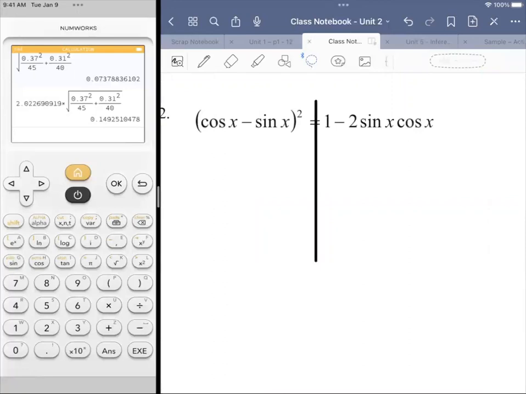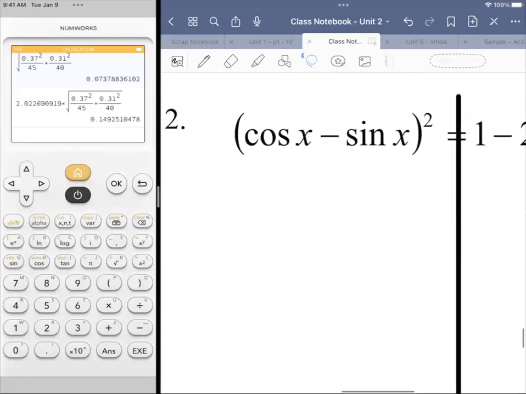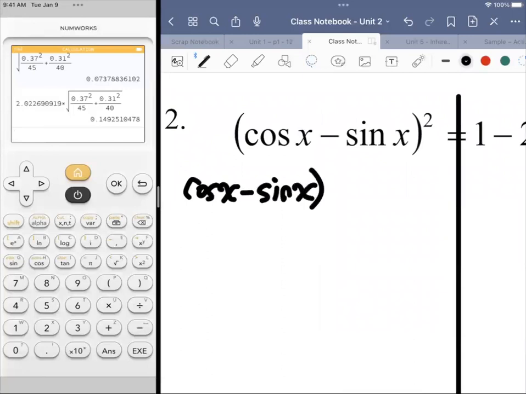And I decide, and you know what? For this part, there's really no wrong answer. Do I want to start on the left side or do I want to start on the right side? I tend to want to start on the side that's more complicated, but you can go either way. All right. So I'm going to start on the left because I see a power of 2 there, which means I can do something with this binomial. So I'm going to rewrite this as cosine x minus sine x times cosine x minus sine x.